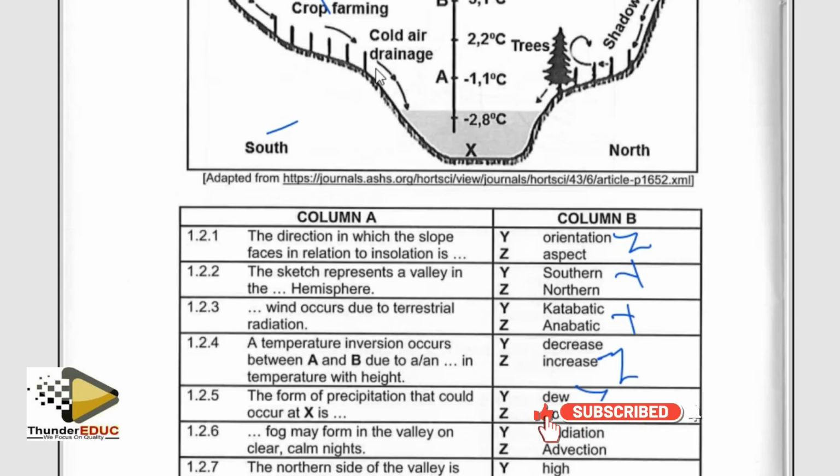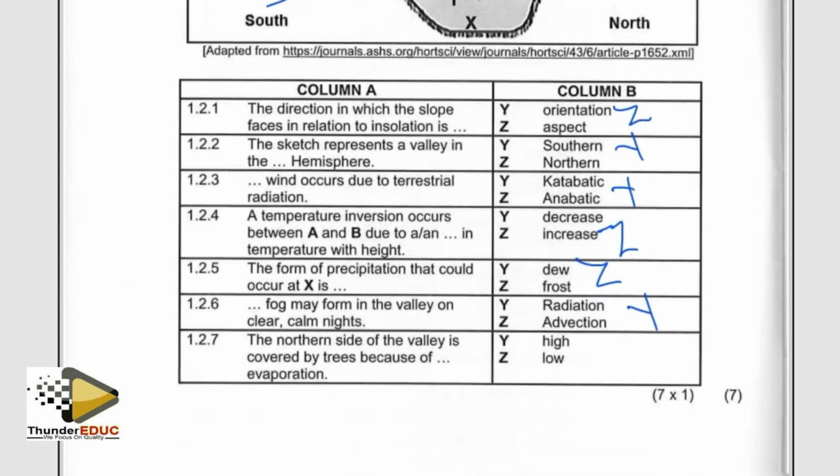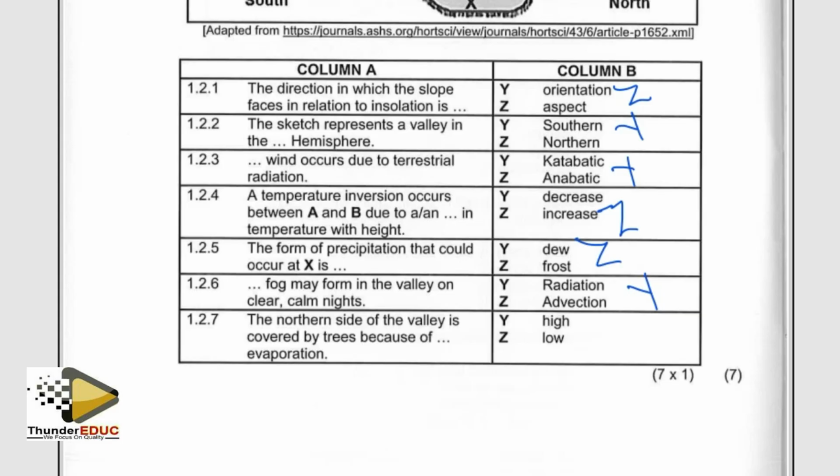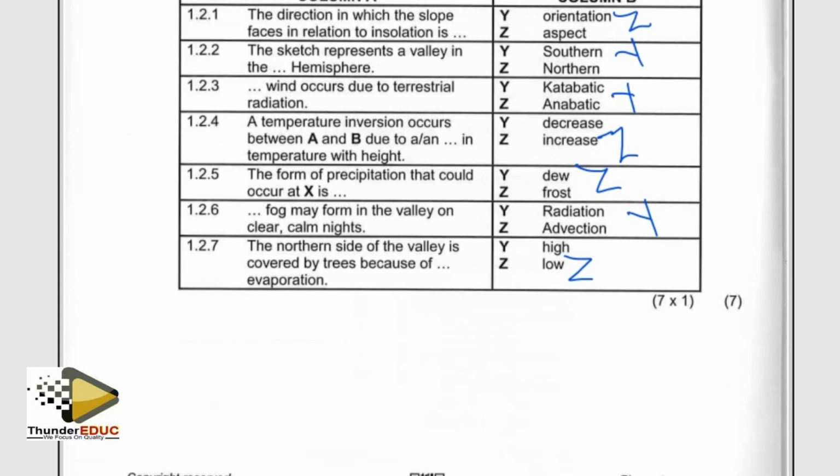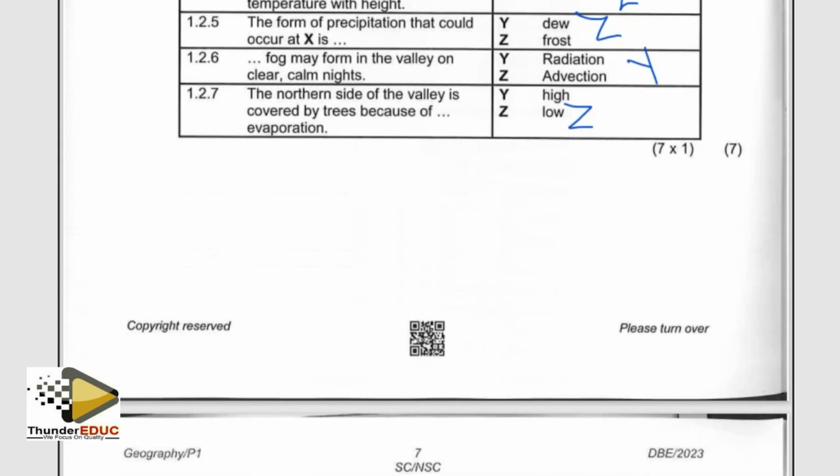1.26, dash fog may form in the valley on clear and calm nights. Obviously, that is a radiation fog. Okay. 1.27, the northern side of the valley is covered with trees because the answer is Z, because of low evaporation. Remember, trees bring cool conditions. And there's less sun on that side. We go to the next question.